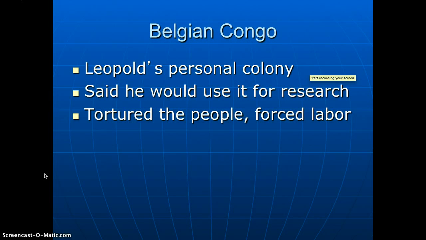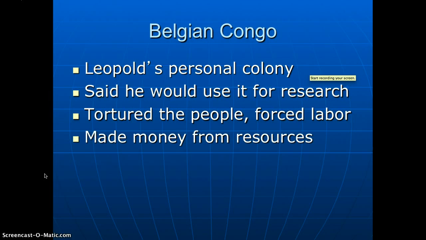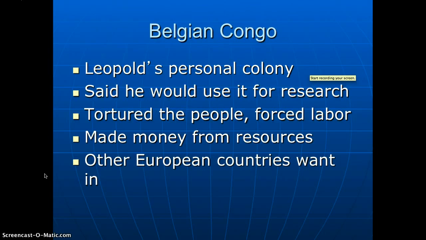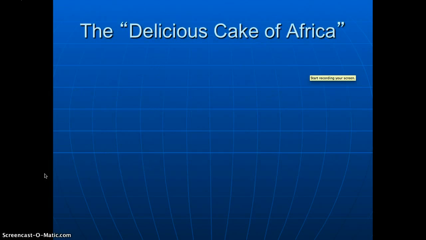The problem here, though, is that if you're another European country and you see how much money is being made in Belgian Congo, you can't resist trying to grab your own colony, because remember that Europe is highly competitive at this time. Each country's jockeying for position and trying to be the most powerful country in the continent, and any money that they could make and any power they could get from these colonies would certainly help that competition. So other Europeans see what's going on in the Belgian Congo and they want in, and this leads to the scramble for Africa, or as Leopold calls it, the delicious cake of Africa.